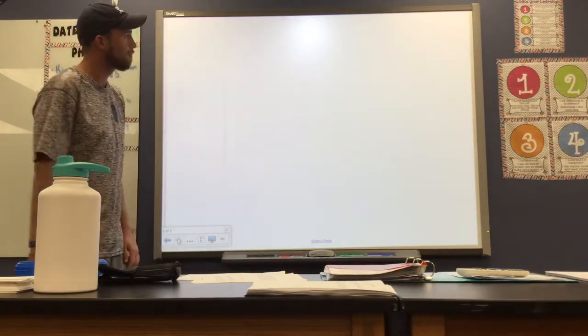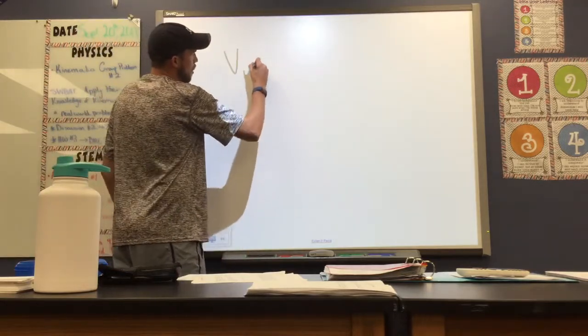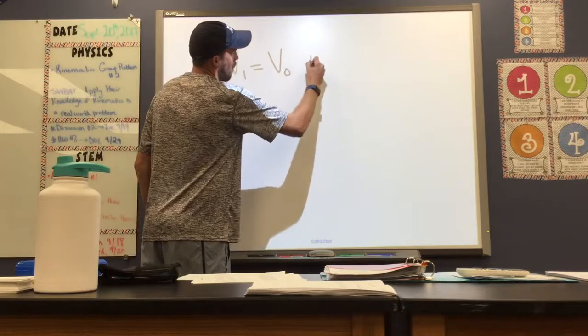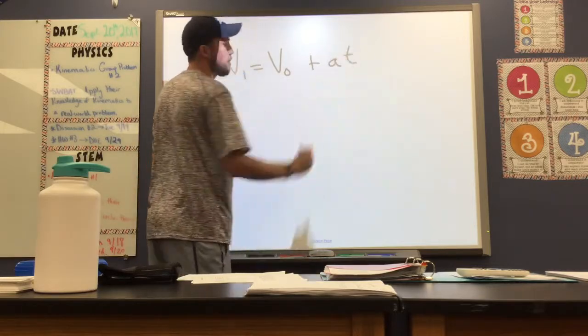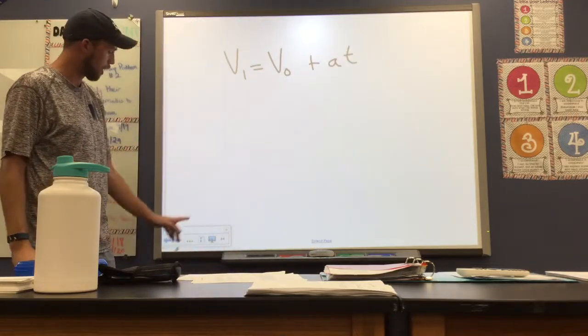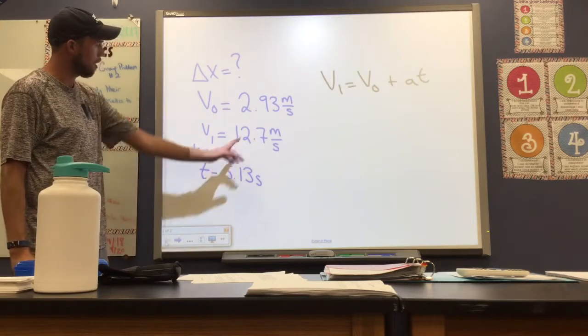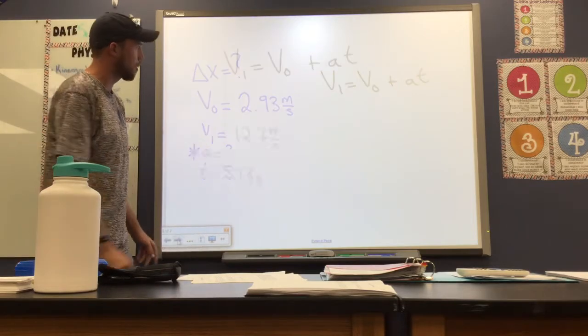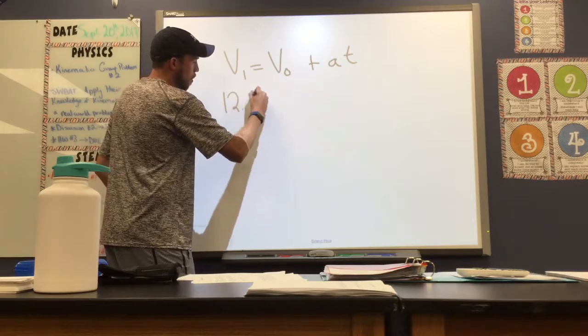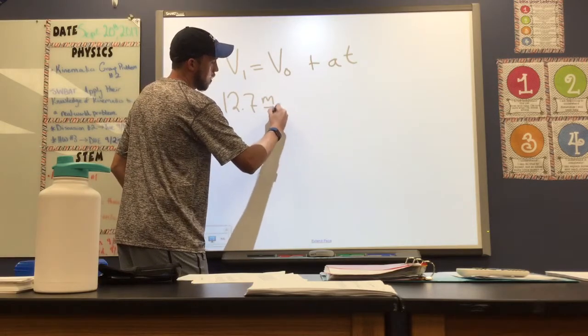Let's come to a new page. So V1 is equal to V naught plus acceleration times time. Now if I come back, I'm just going to plug in what I know. My V1, 12.7 meters per second. It's always wise to make sure to include our units in our equation.